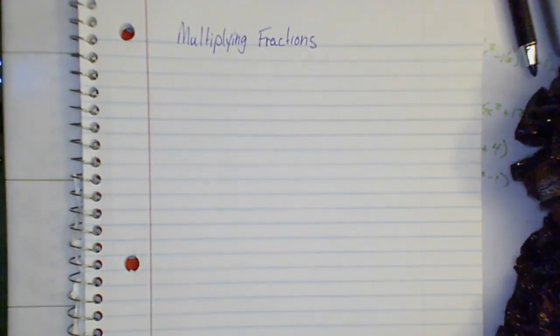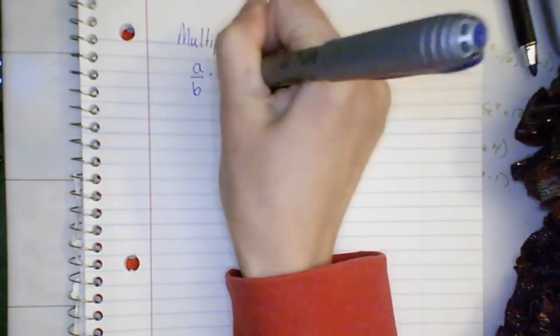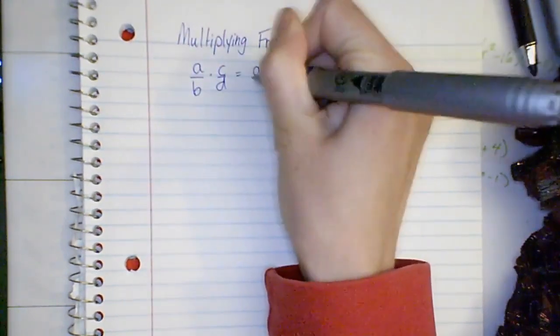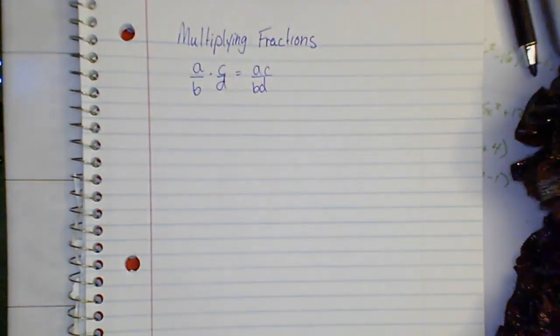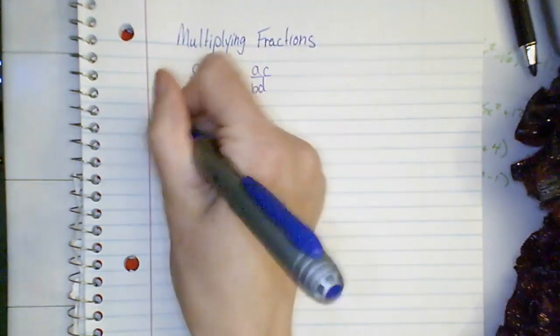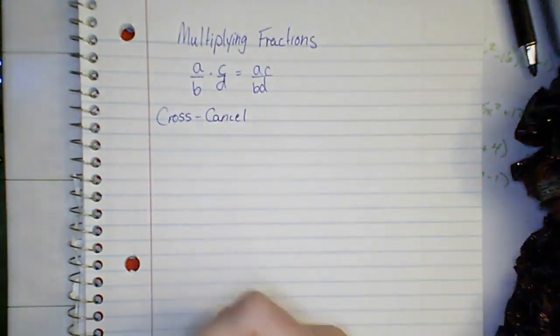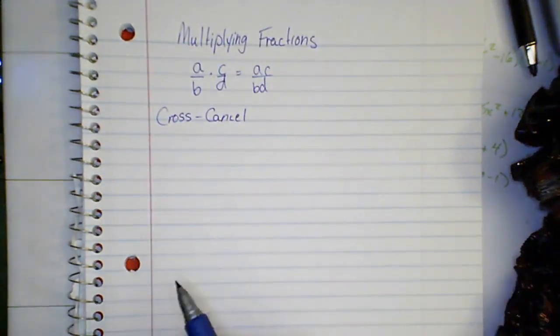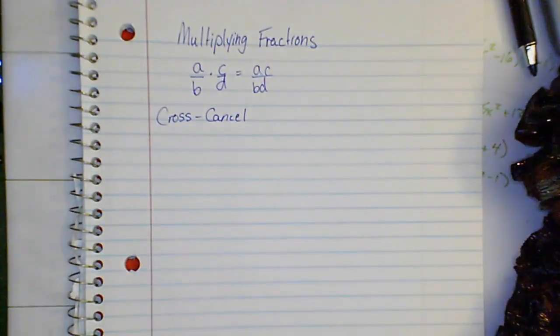When we multiply fractions, we can use the multiplication rule: a over b times c over d, you just multiply across, ac times bd. Now, before we multiply across, what we can do is cross cancellation, where we cancel the like factors before we multiply. It's a lot easier than working with larger numbers to reduce later.